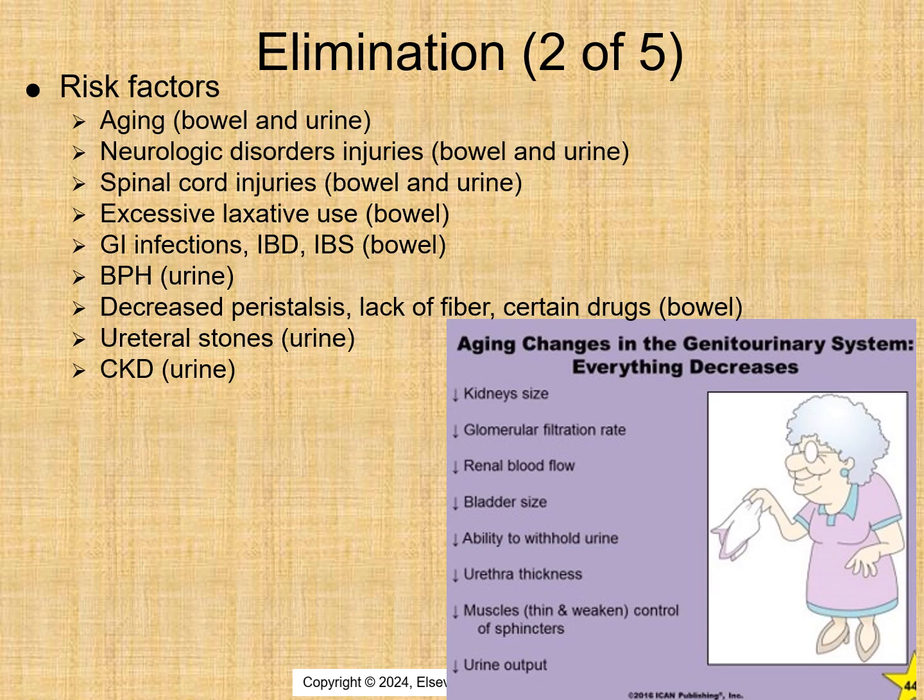We'll talk about the risk factors that impede elimination in both GI tract and urinary tracts, to include aging, neurological disorders. We'll talk a little bit more about neurological disorders in complex 2 as well. Spinal cord injuries, I think there'll just be a quick mention on that. Again, that's more complex 2 content. Excessive laxative use we'll cover during the GI portion. Infections, conditions such as irritable bowel disease and syndrome, and also other disorders in the urinary tract.